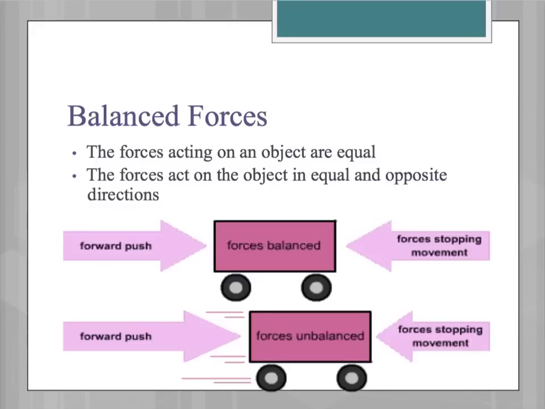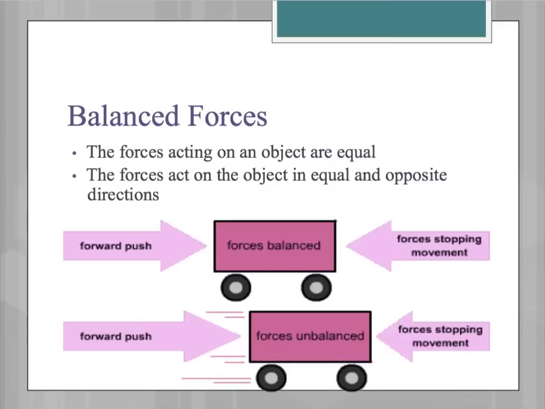So balanced forces means that the forces acting on an object are equal, and not only are they equal, but they are acting in opposite directions. So in this first picture, you have a wagon and you have somebody pushing on it from one end, so that's the forward push. But if the forces are balanced, that means that you have forces that are stopping the movement. You have an equal push on the opposite side, and that means that wagon doesn't go anywhere.